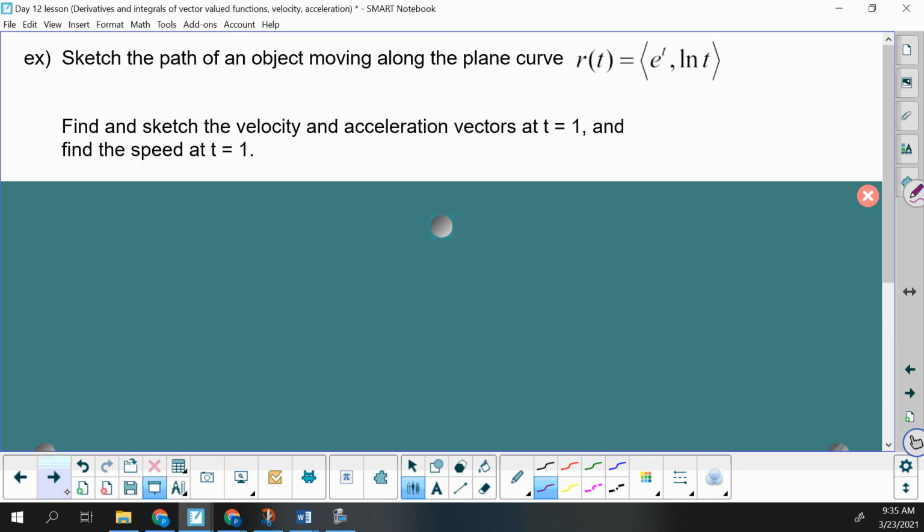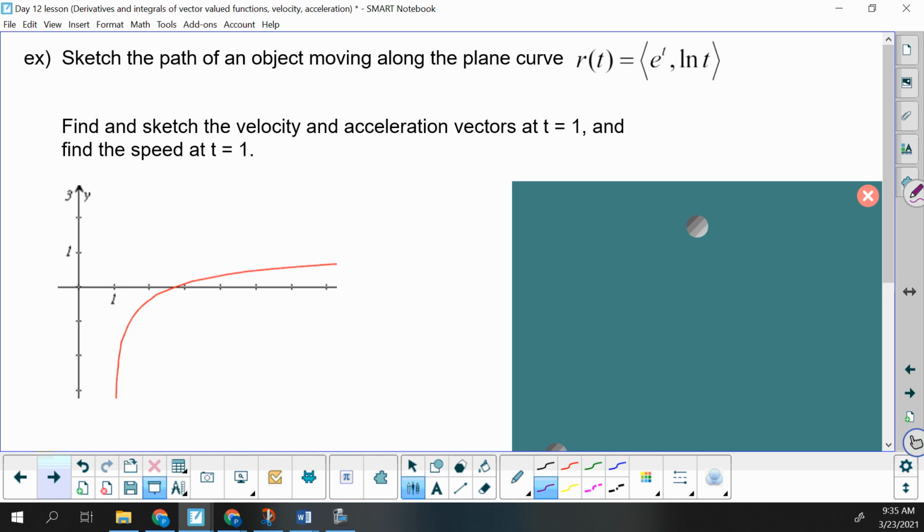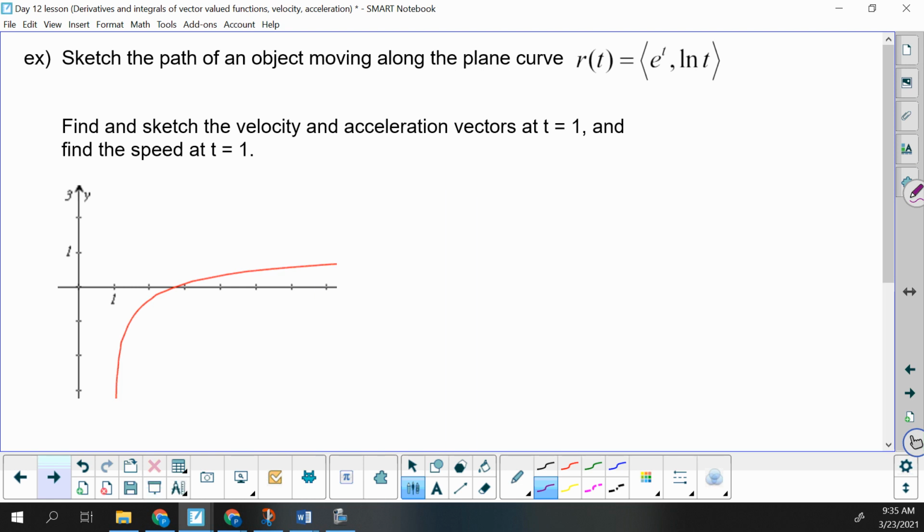So if we look down to the bottom, we'll do the same thing, but for this new vector valued function. And because you already have the notes, it's kind of a spoiler alert already of what the graph looks like. So there's our original path. And we want to find at t equals 1. Well, let's see at r of 1 where we would be located. E to the first is just e, and natural log of 1 is 0. So that's going to be our x-intercept there. That's where we're working with. So we want to find the velocity and acceleration and speed at t equals 1.